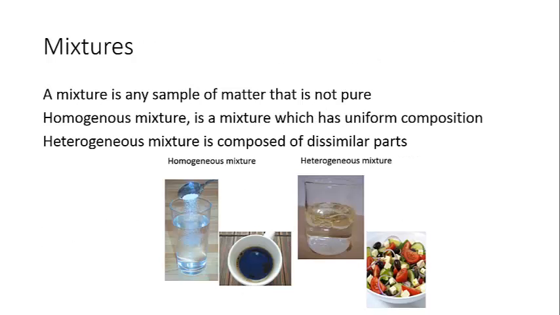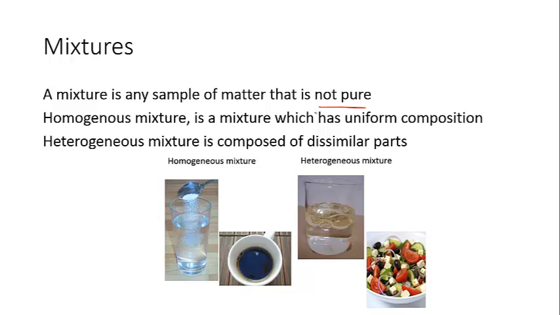Moving on to mixtures. A mixture is any sample of matter that is not pure, and it can be separated by physical means to yield two or more substances, because remember, a substance is something that cannot be separated by physical means, whereas a mixture is composed of two or more substances, so you can separate out those substances. You could have up to 3, 4, you could have many substances in a mixture, and you could always separate them by physical means.